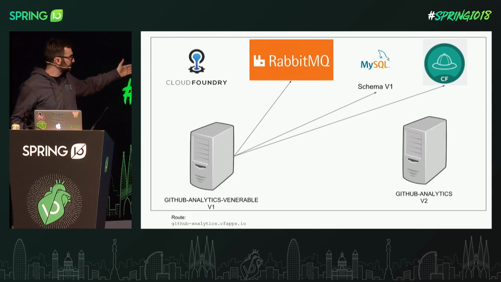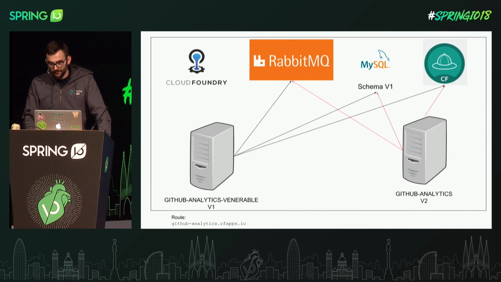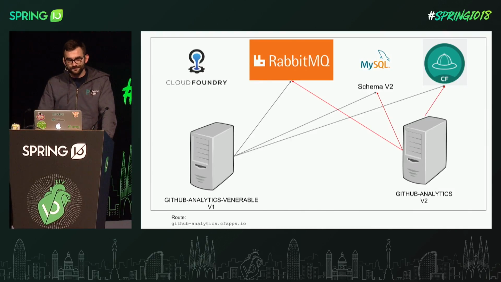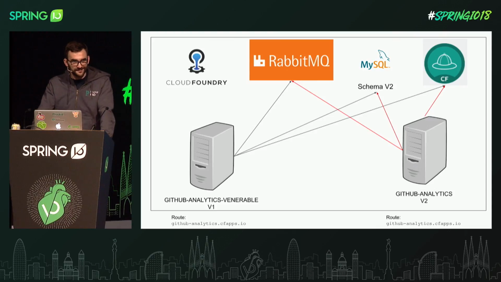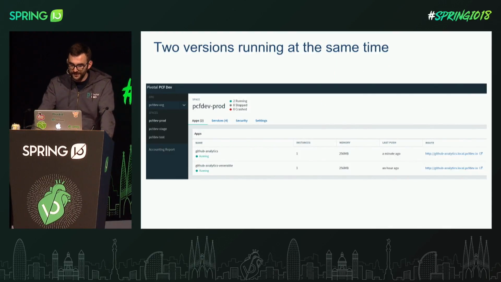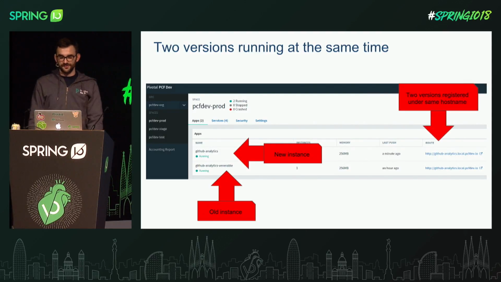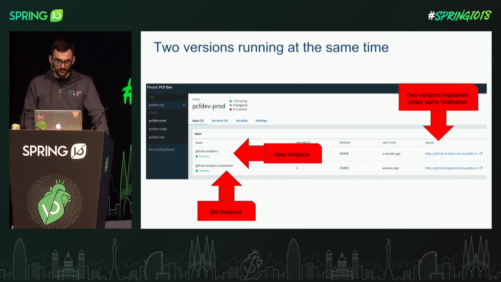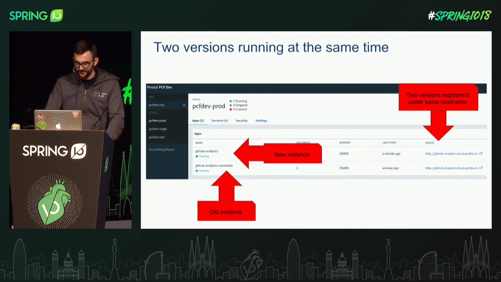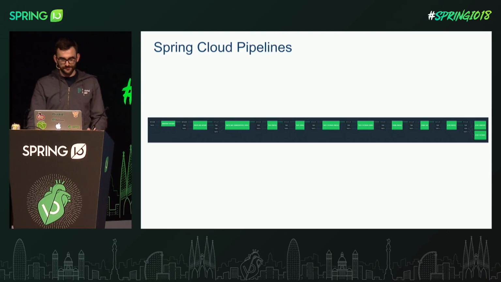So the old one is with the suffix venerable, the new one is without the suffix. We bind to the services, we upgrade the schema, and only after all the checks are passing will we bind the route, the same route. Which means that we have an old instance, a new instance, and the same host name, meaning the platform will do the round robin, the load balancing, that comes out of the box. So this is the whole deployment pipeline, and now let's go to some technicalities.